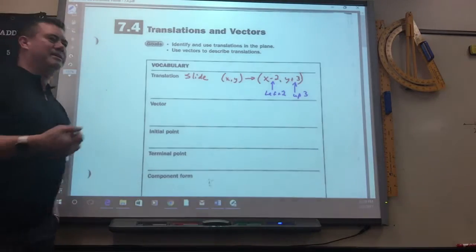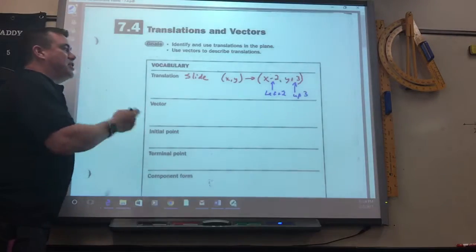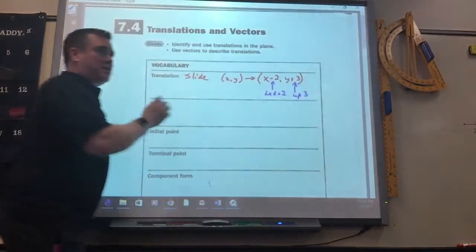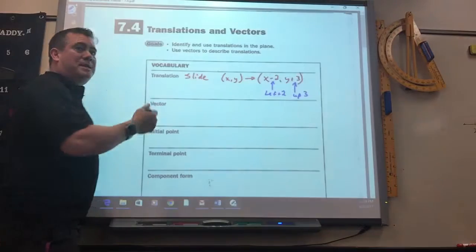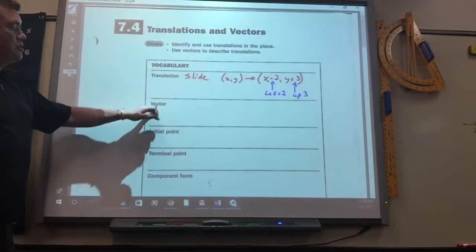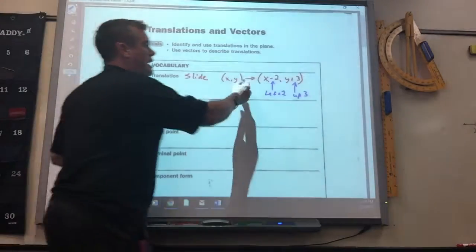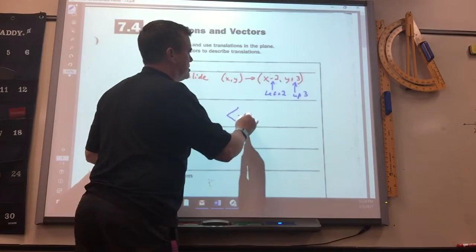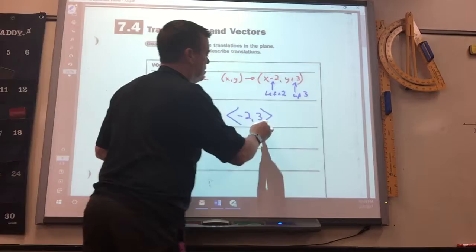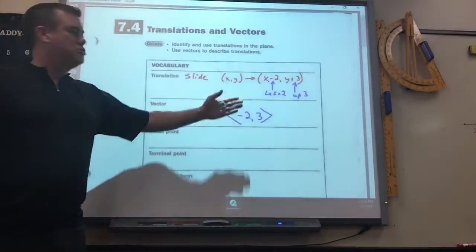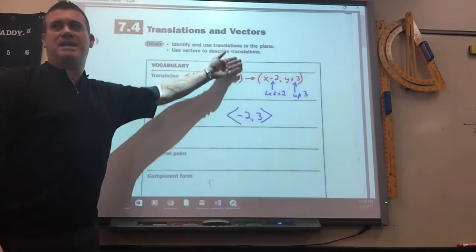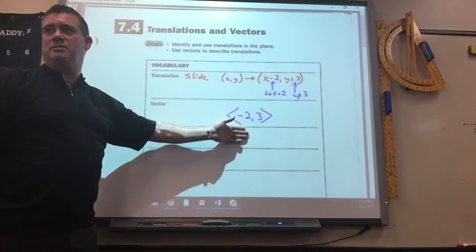Okay? So, a vector can be written like this. It's a lot easier to write the directions. It means the same thing. It's just the directions. How do you get from your starting point to your ending point? Instead of writing it like this, they just do this. Okay? So these two are the same exact directions.